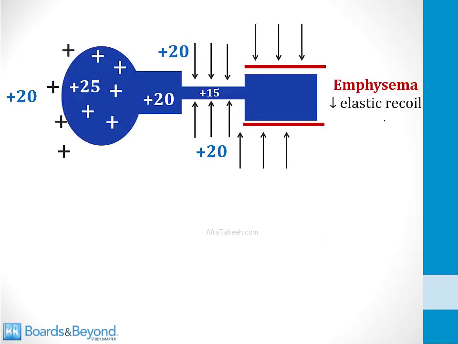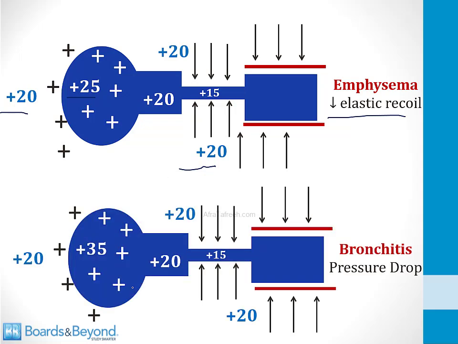So here's what happens in emphysema shown at the top of the screen. There's loss of elastic recoil. So when you generate that pleural pressure of plus 20, instead of getting plus 35 in the alveolus, you only get plus 25. That pressure is going to drop quickly and reach a value lower than the pleural pressure at some point before the cartilaginous airways.